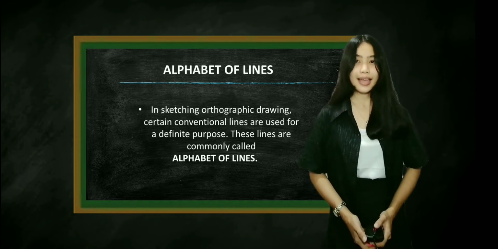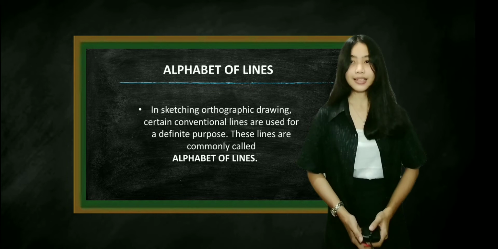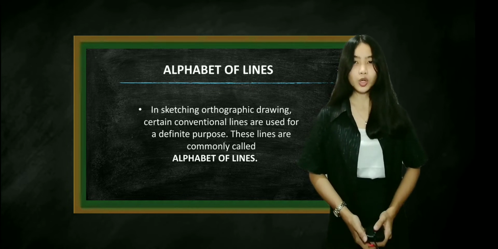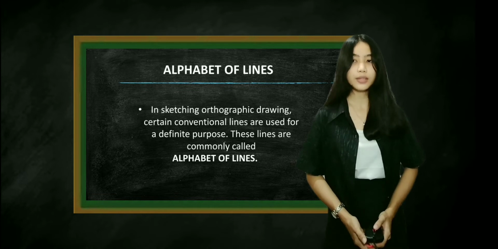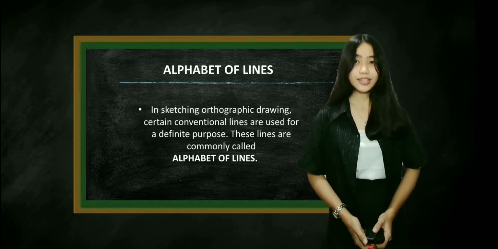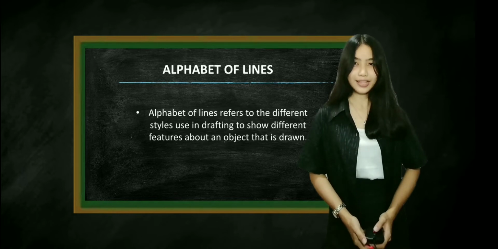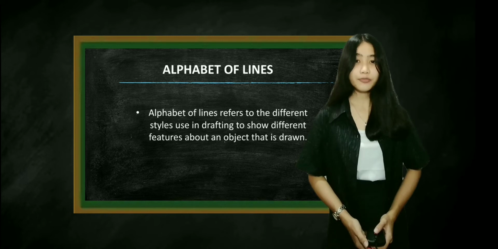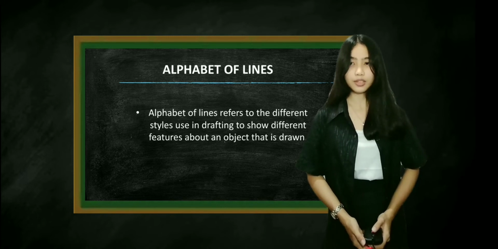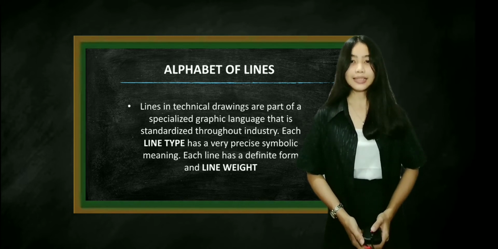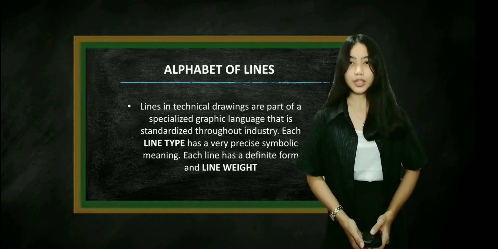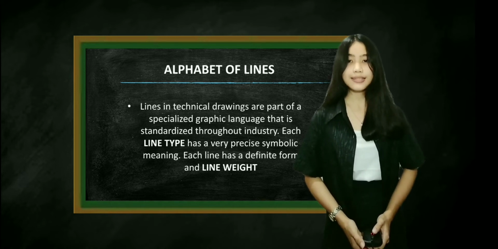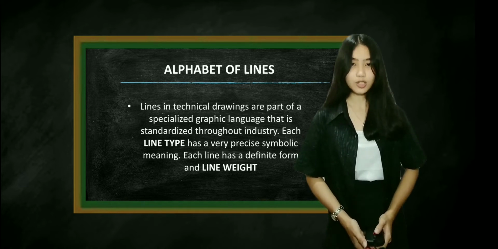So what is an alphabet of lines? In sketching orthographic drawing, certain conventional lines are used for a definite purpose. These lines are commonly called alphabet of lines. Alphabet of lines refers to the different style used in drafting to show different features about an object that is drawn. Lines in technical drawings are part of a specialized graphic language that is standardized throughout industry.